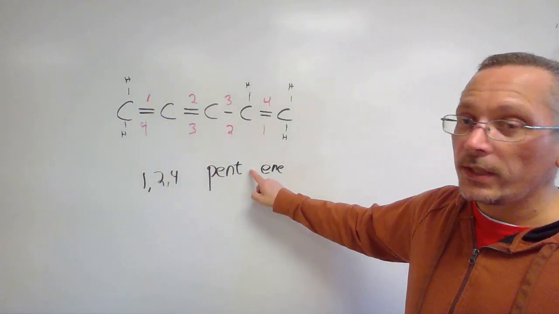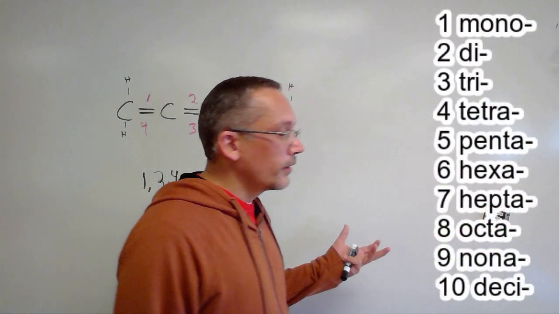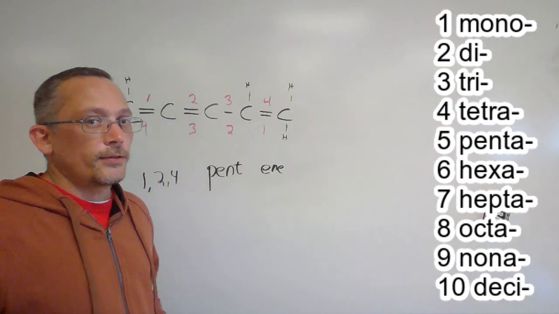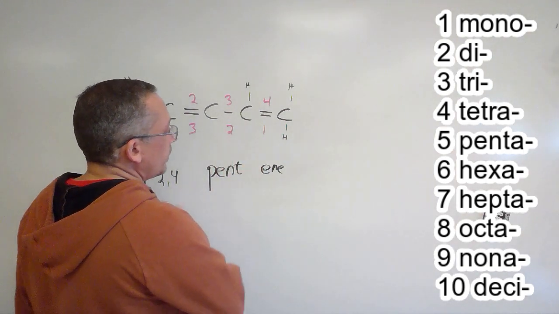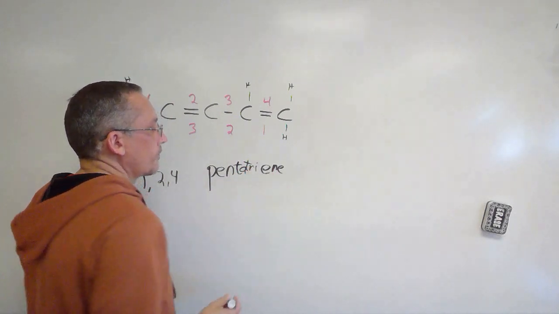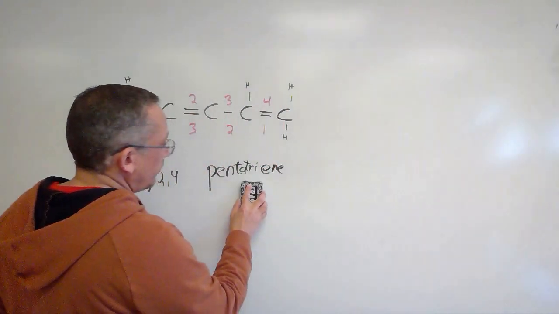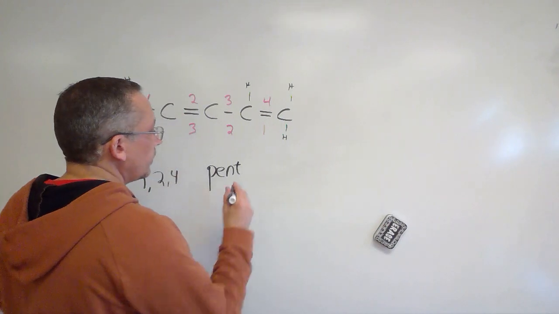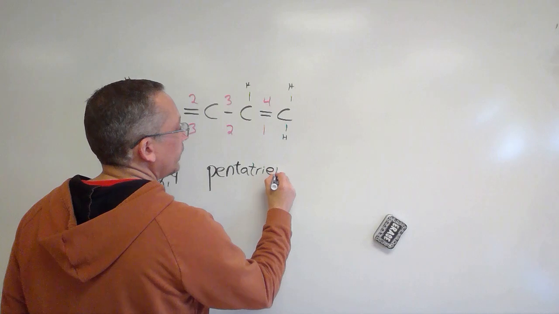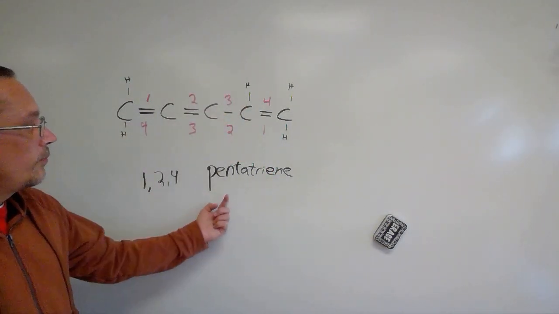And then we have to say, what is our prefix for the number of double bonds? Take a look at our chart there. We have 3 double bonds. 3 is tri. So I'm going to change pent into penta because it sounds nicer. Put a tri over there. Spread that out so it's more legible. So this particular one is called 1,2,4-pentatriene.